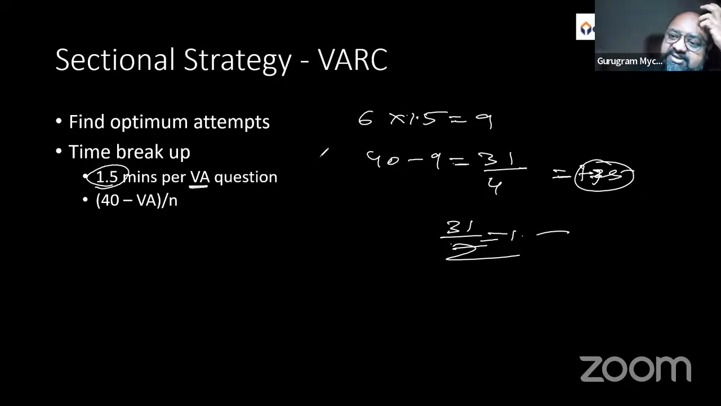1.5 minutes per VA question. The remaining time is divided amongst RCs, depending on how many RCs you are trying to do as per your attempt strategy, right? Next.